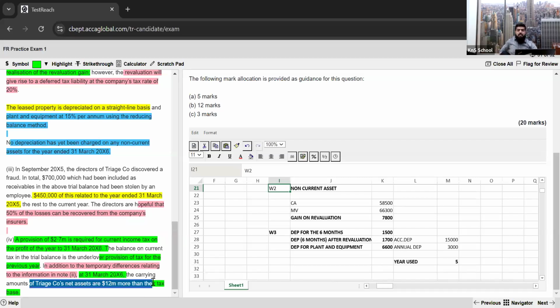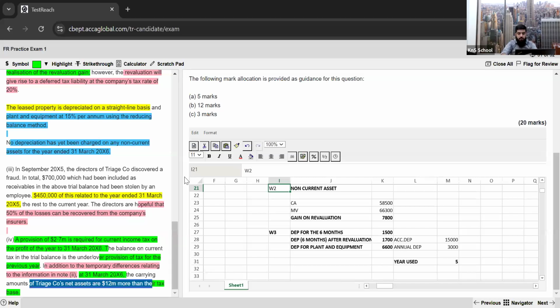Which means that is the balance at the end of the year. This is not for the year. If it had been for the year, the examiner must have stated that the carrying amount exceeds the tax base for the year by 12 million. So that would be considered the deferred tax liability for the year. Right now, it's not for the year, it's at the end of the year, it's a closing balance.